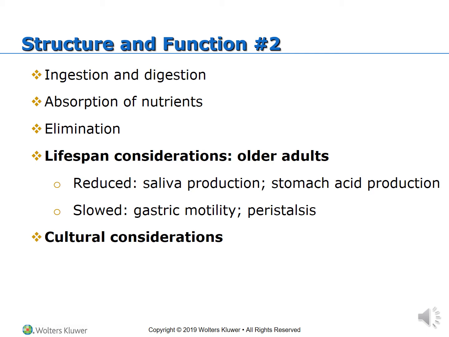A perfectly healthy and functioning older adult can expect changes in GI function as they age. In essence, everything seems to decrease and slow down. There's reduced saliva production, reduced stomach acid production, as well as slowing of gastric motility and peristalsis.